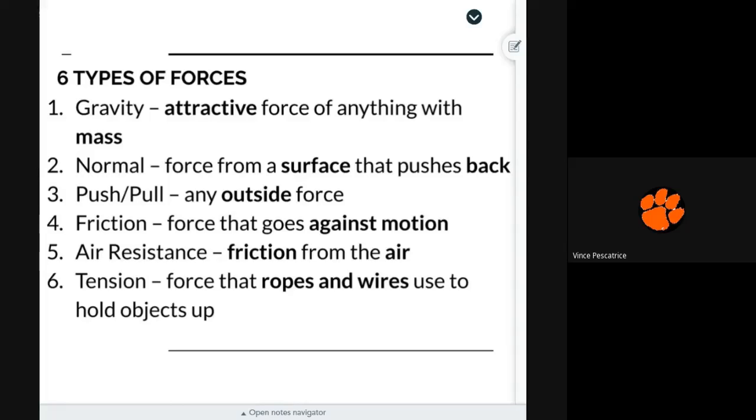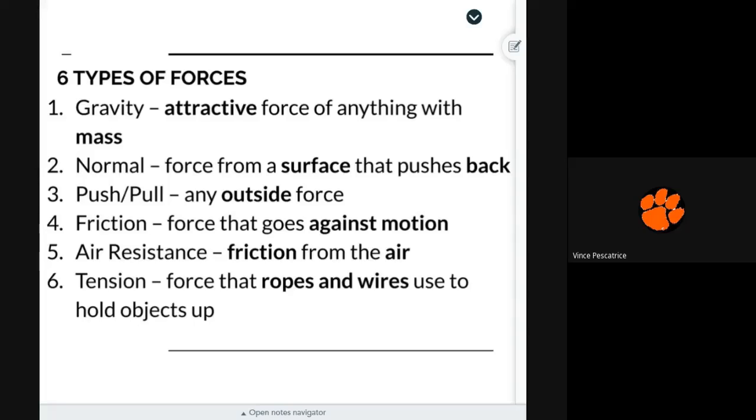A push or a pull is an outside force. So in order to slide your phone across the table, you're going to have to apply force to it. Or you could attach a rope to it and pull it. So a push or a pull is an outside force applied to an object to create motion.